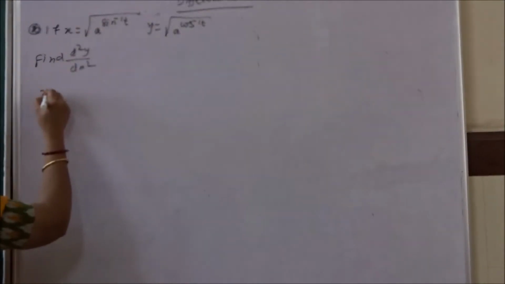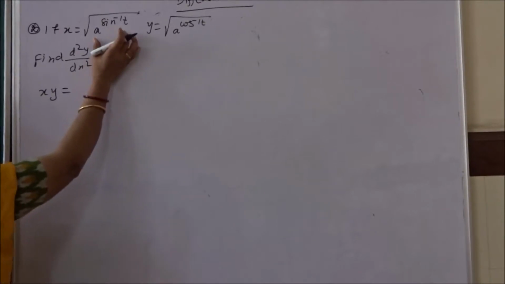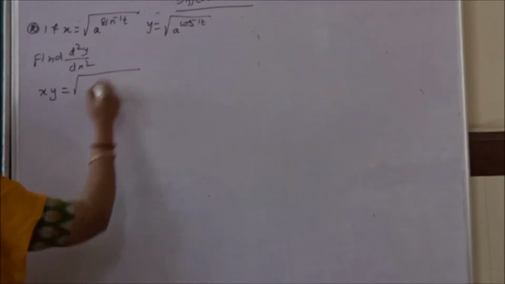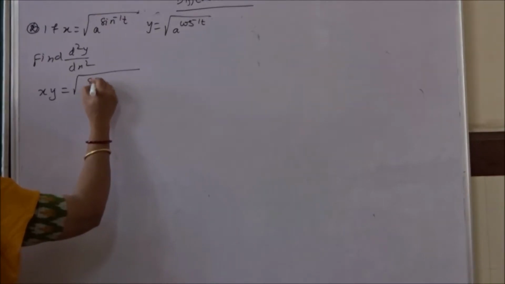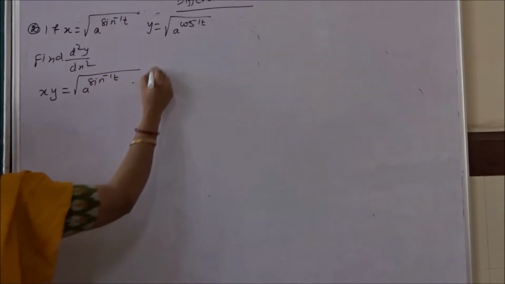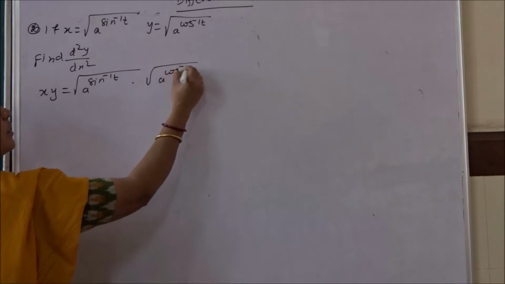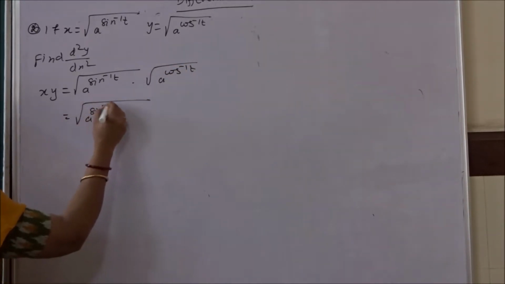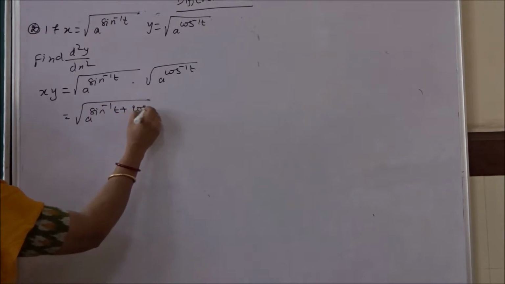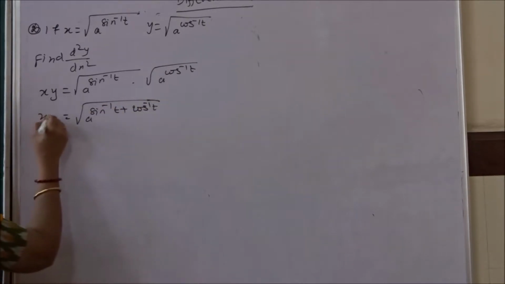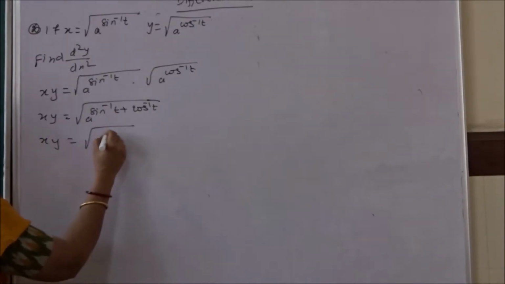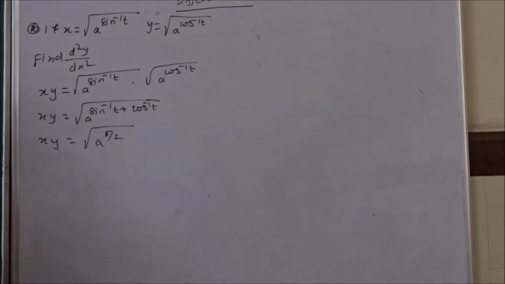A very easy way I am doing here: x and y. I have seen a power sine inverse, a power cos inverse. That's why I am doing multiplication here. It becomes a power sine inverse t into under root of a power cos inverse t. The base is the same, so we can add the powers: a power sine inverse t plus cos inverse t. Am I correct? So what is the result? Sine inverse plus cos inverse is pi by 2. You have seen this in inverse trigonometry, pi by 2.